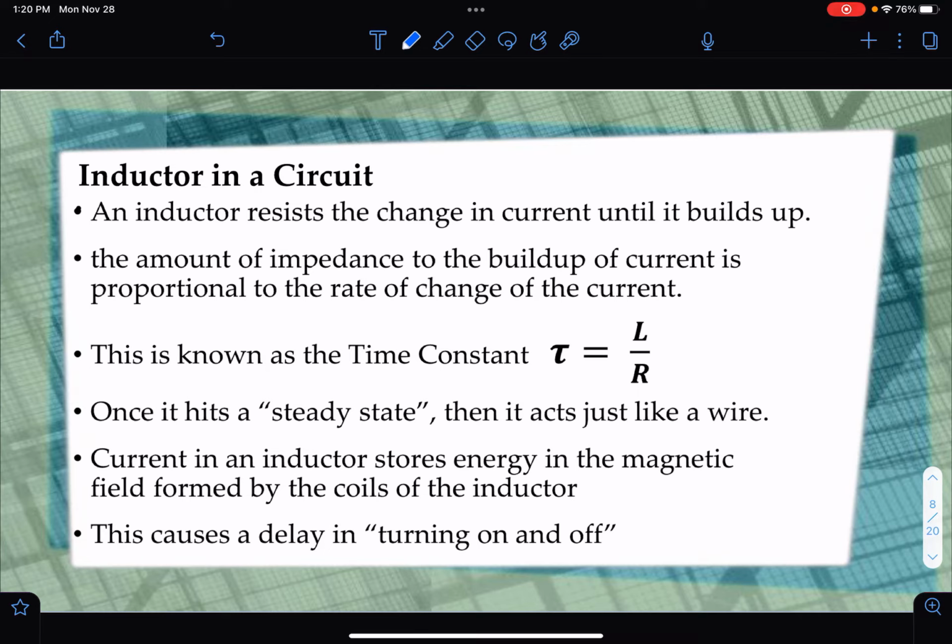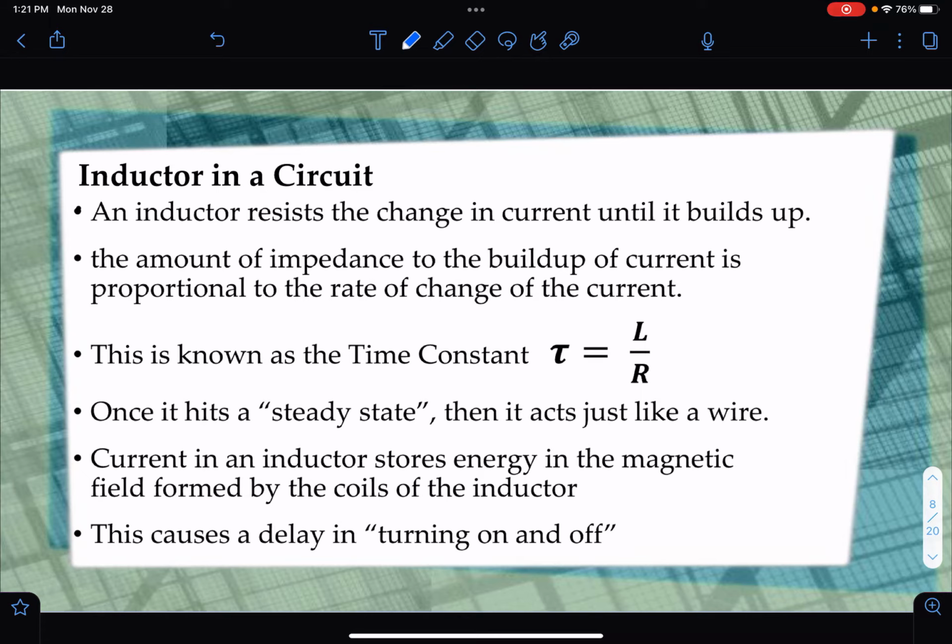So an inductor resists the change in current until it builds up, okay? Remember, as the current goes through, it's building up, it's storing that energy in that magnetic field. And then once it's built up to its maximum, you get that constant current in a steady state circuit, just like you just had one resistor in a battery again.